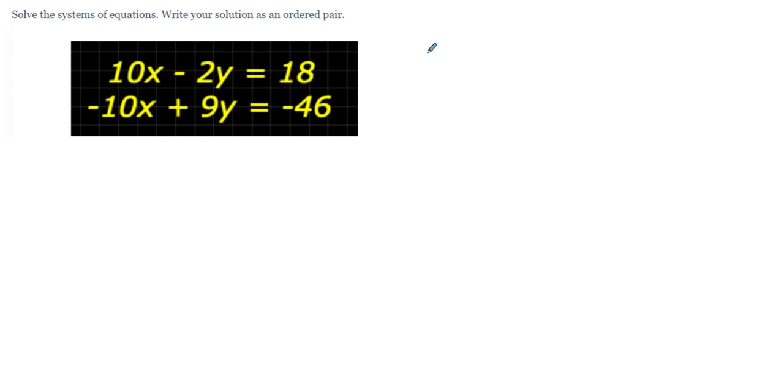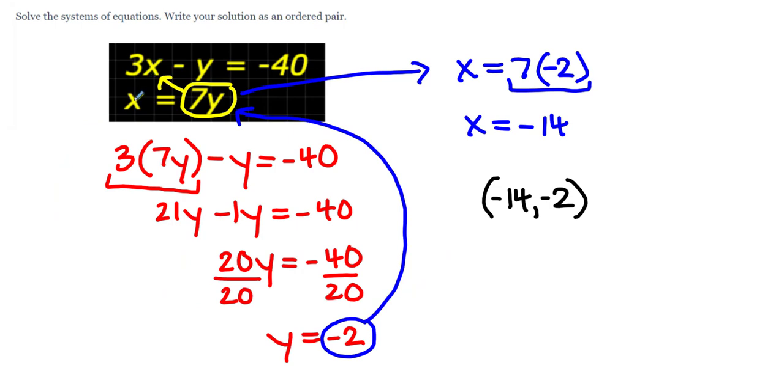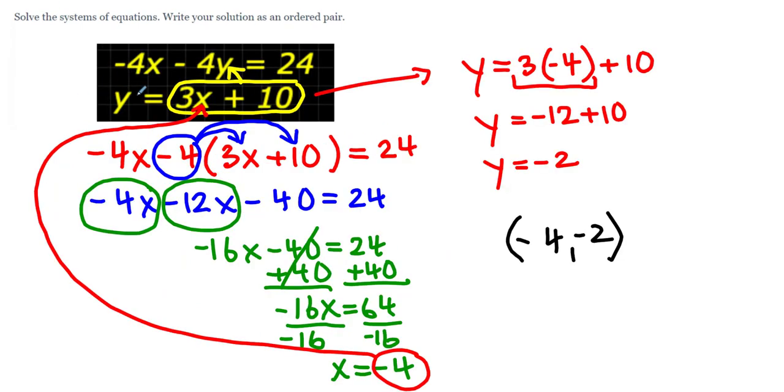Okay, finally, something that looks a little bit different. So before we go on to this next type of question, I just want to back up to question 3, 4, and 5. In question 3, because we had a y isolated, we substituted. In question 4, because we had x isolated, we substituted. And in question number 5, because y was isolated, we used the substitution method.